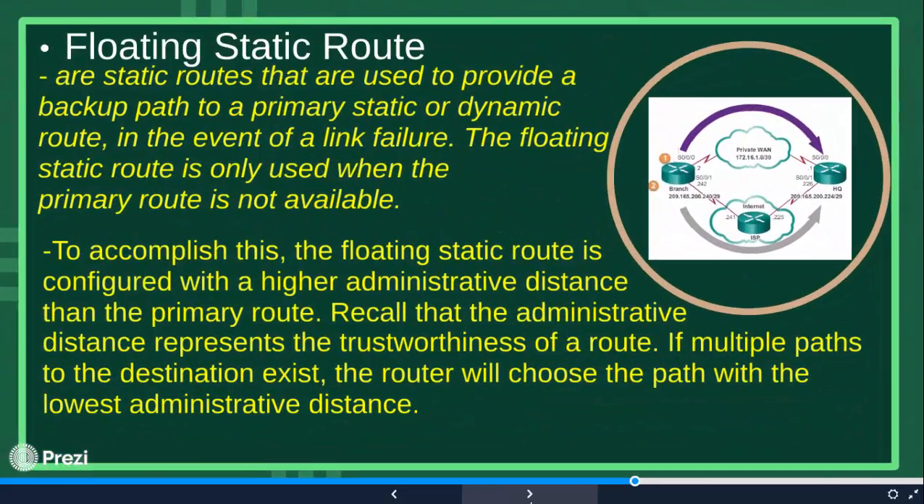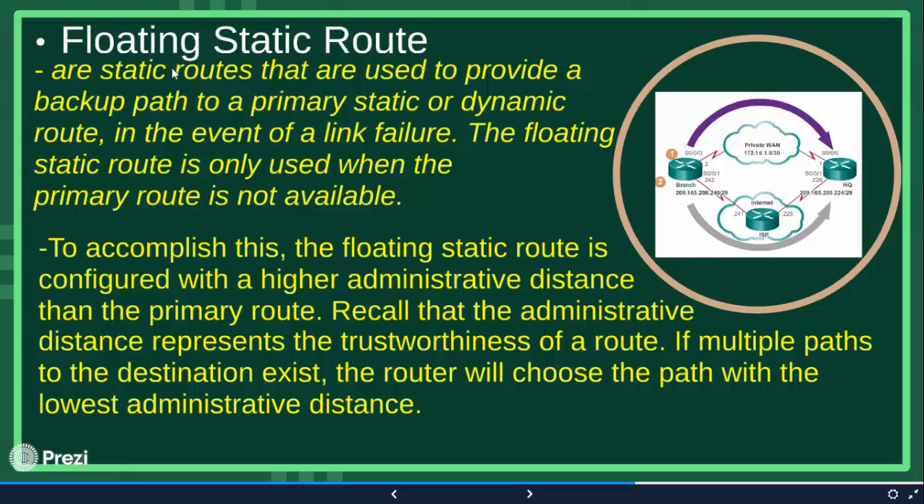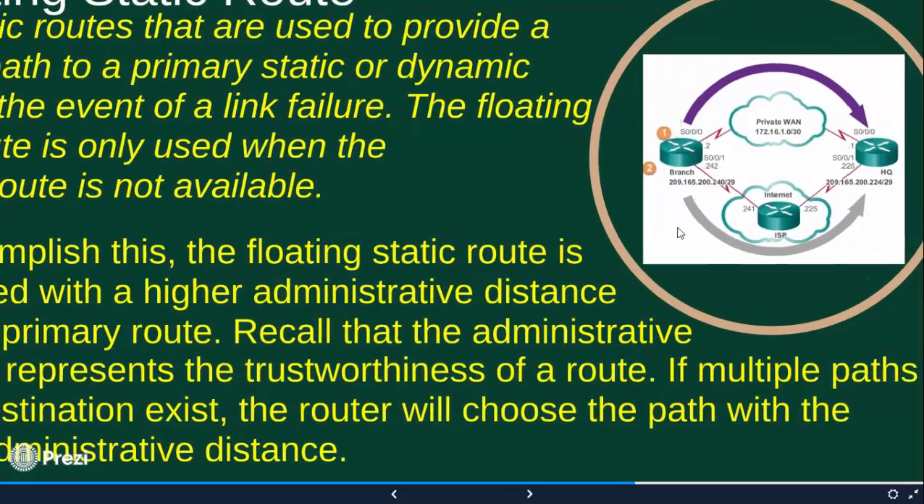Another is the floating static route. These are static routes that are used to provide a backup path to a primary static or dynamic route. In the event of link failure, the floating static route is only used when the primary route is not available. To accomplish this, the floating static route is configured with a higher administrative distance than the primary route. Recall that administrative distance represents the trustworthiness of a route. If multiple paths to the destination exist, the router will choose the path with the lowest administrative distance.